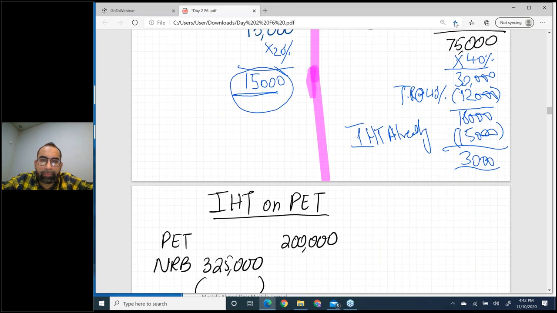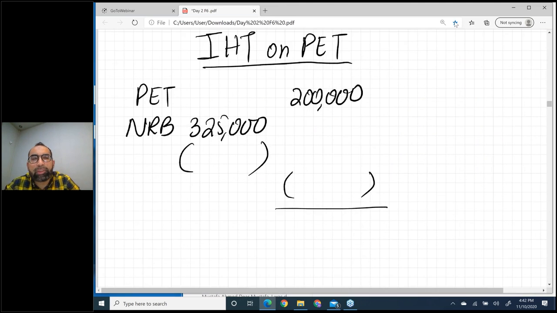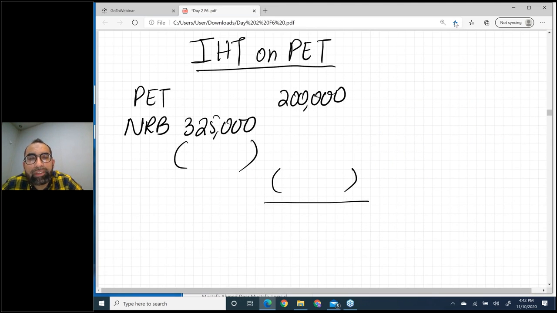See this. What's the amount of this PAT? 2 lakh. The amount of this PAT is 2 lakh. Now again, you are doing death taxes. For death taxes, you have 3,25,000 NRB. But don't forget the 7-year accumulation principle. Now you will see the real application.